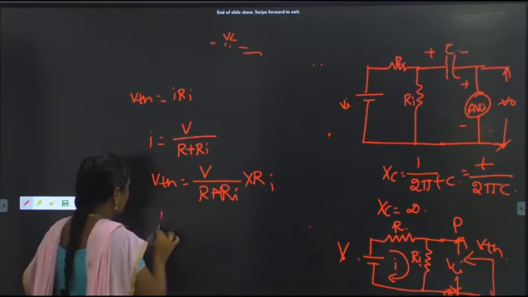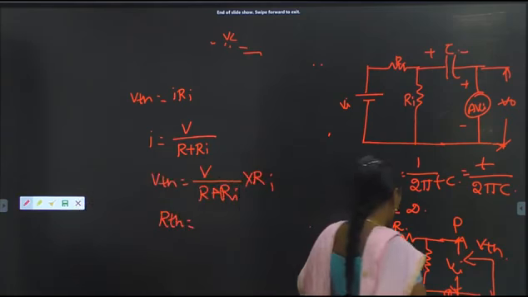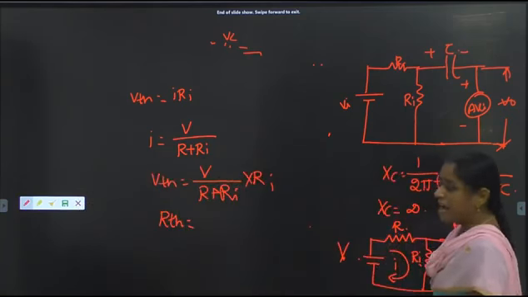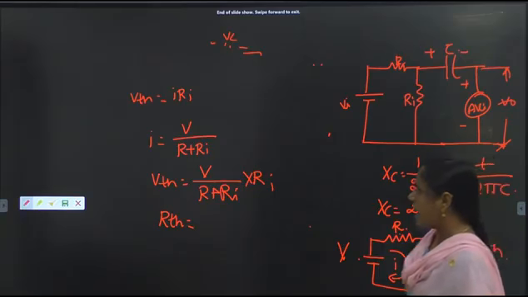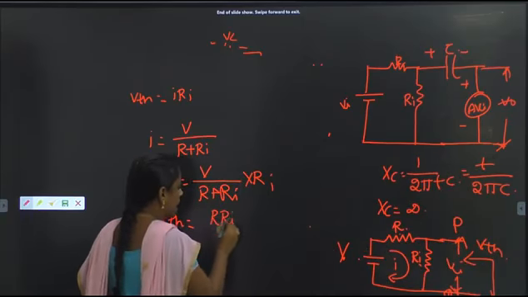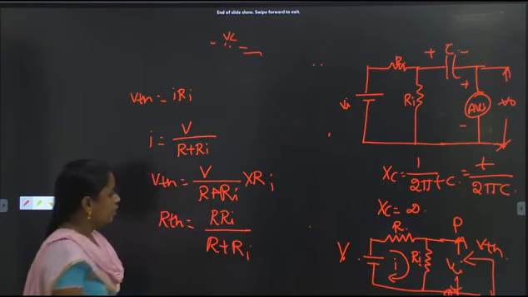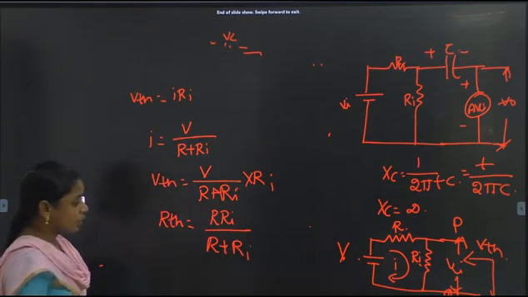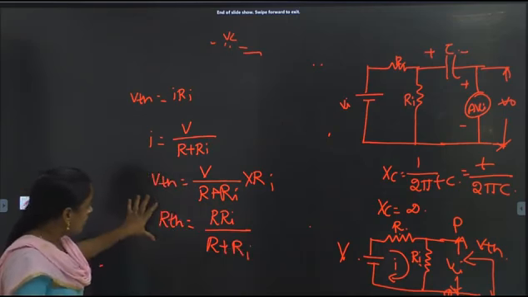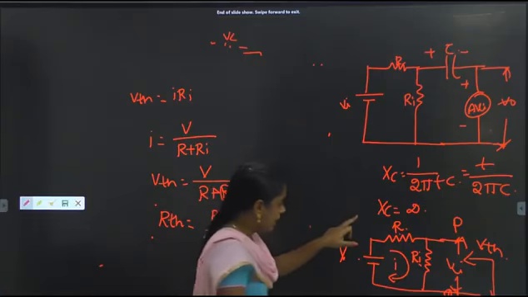And what is the R Thevenin? These two are connected in parallel, that is R is in parallel with Ri. So that is R into Ri by R plus Ri. So this is the V Thevenin and R Thevenin of this particular circuit. So this circuit can also be replaced like this.